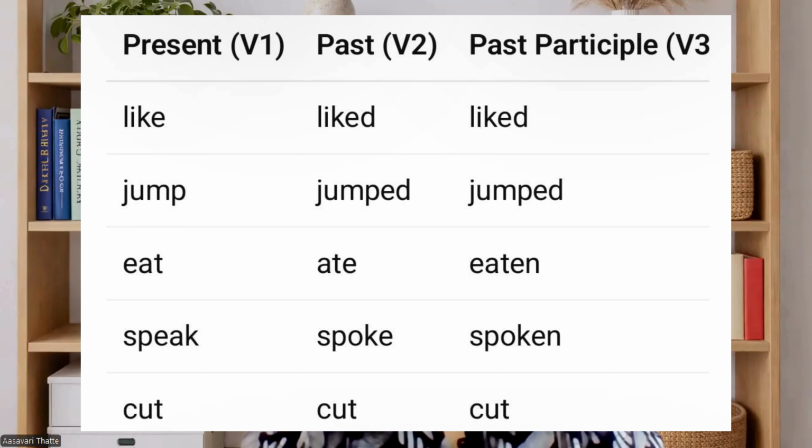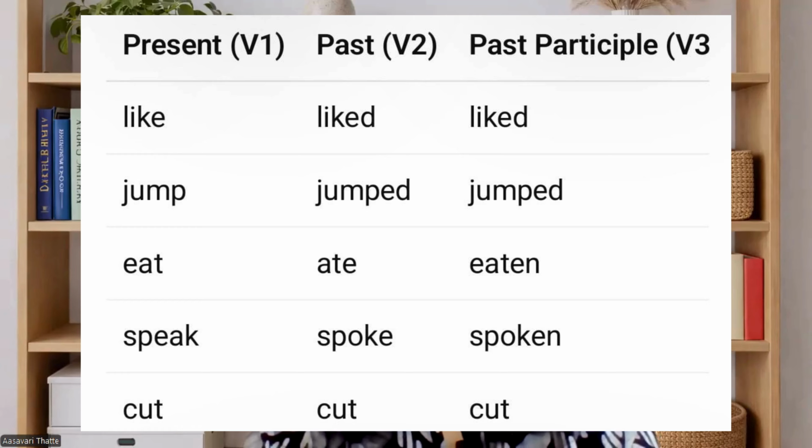Now, every verb has three forms. We should know the three forms of verbs to be able to use them in different tenses. Here's a list of some common verbs. Here you would observe there are certain verbs which take a D or an ED in the past tense, and the same is their past participle form as well.